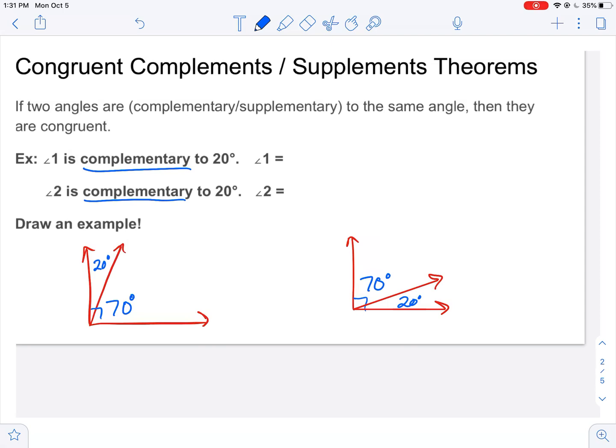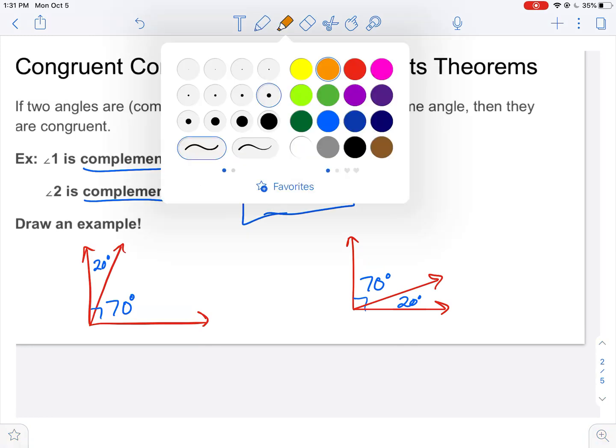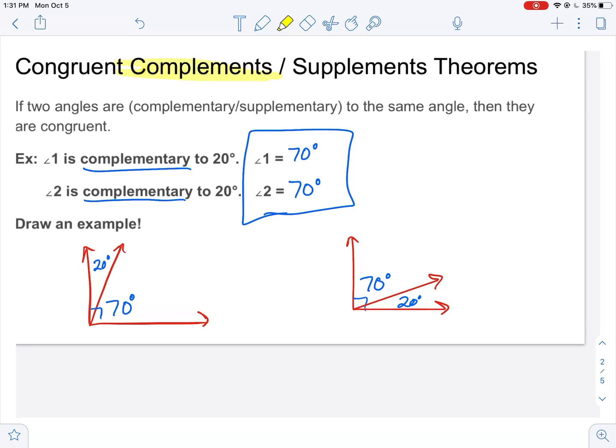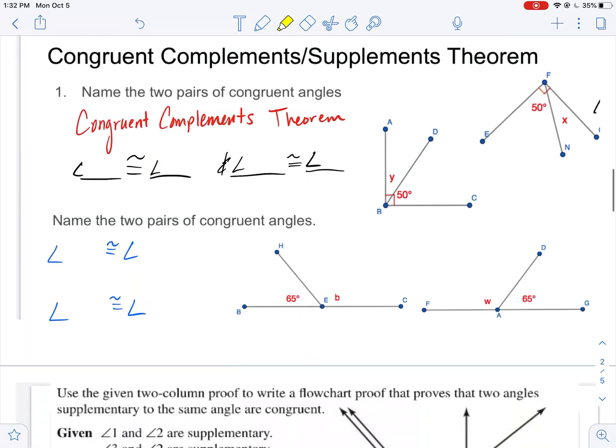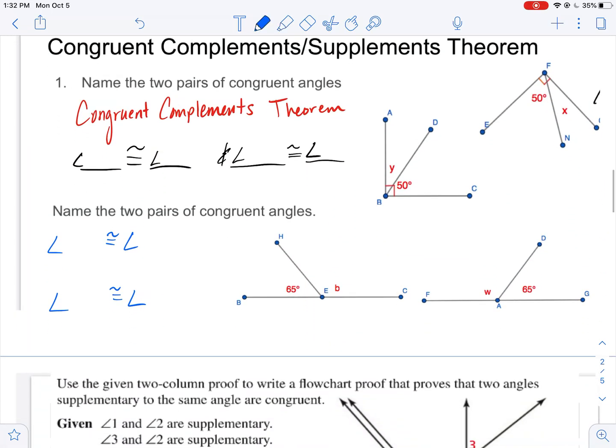Or another example, if 1 is complementary to 20, then 1 must be 70 degrees. And if 2 is complementary to 20, then 2 must be 70 degrees. So these are congruent because they are complements of congruent angles. They are congruent complements. Same idea works with supplements. So let's look at one example of each.